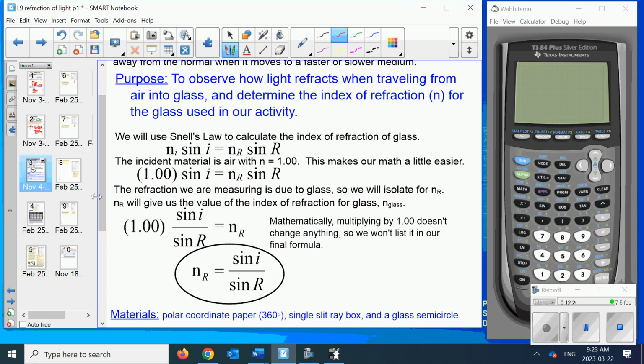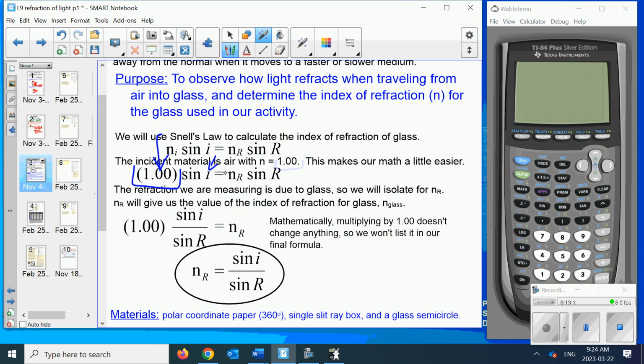Your purpose, though, in this whole thing, is to observe how light refracts when traveling from air into glass. Determine the index of refraction for the glass used in our activity. So we're going to have a way to find the degrees that it bends. Now, I did the math here, and it's only on here so you know it's not witchcraft. We make up the formulas? No, it's through experiment that this was figured out. We solved this. We worked with it once. The incident material is air, and we know that we're going to use a value of 1. We won't go to the extra decimals. So we put in 1.